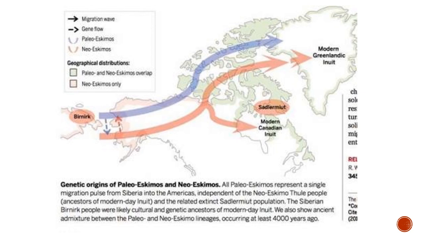But then they disappeared about 1,000 years ago when the ancestors of the Inuit moved into the same region. So that's the red line there, who are the ancestors of all the modern Canadian Inuit today. And the original Paleo-Eskimo culture completely disappeared.